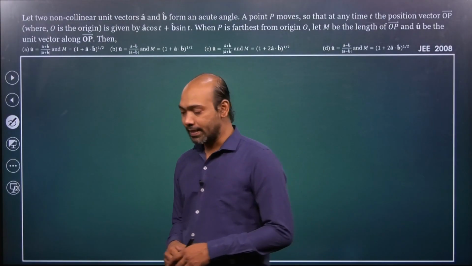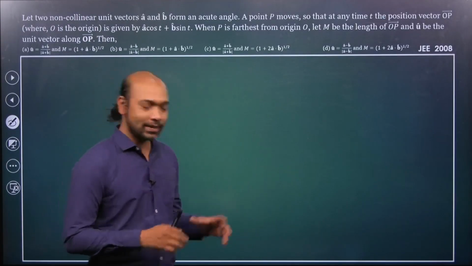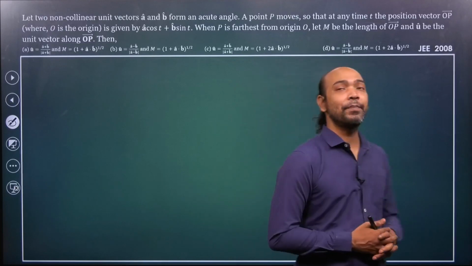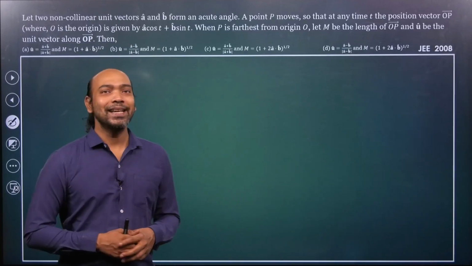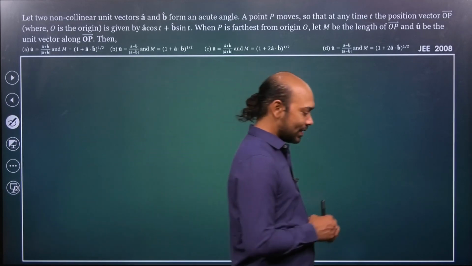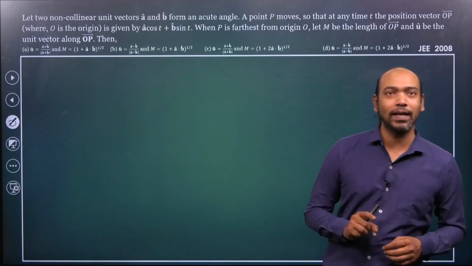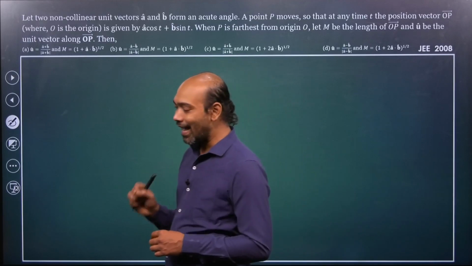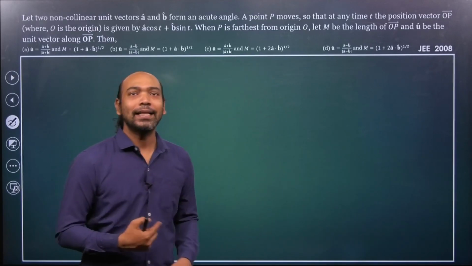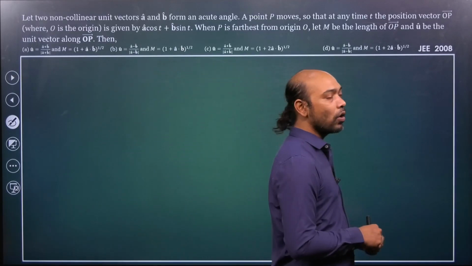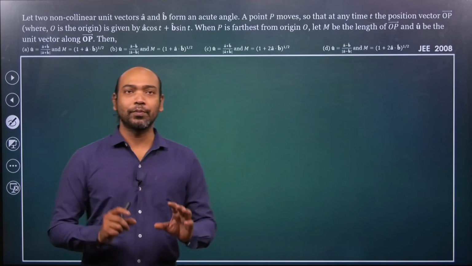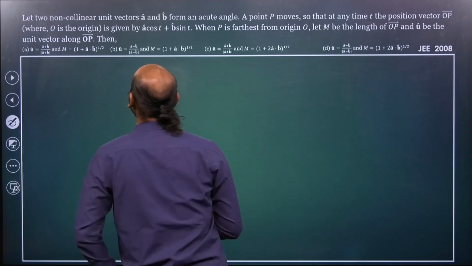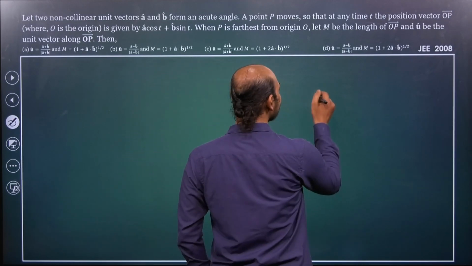Hi all. This particular problem appeared in the JEE 2008 paper, so it's a little older paper. The problem says that we have vectors A and B, and another vector OP that can be written in the form A cos t plus B sin t. So that's the problem. First we write down the vector OP, that's the given condition.